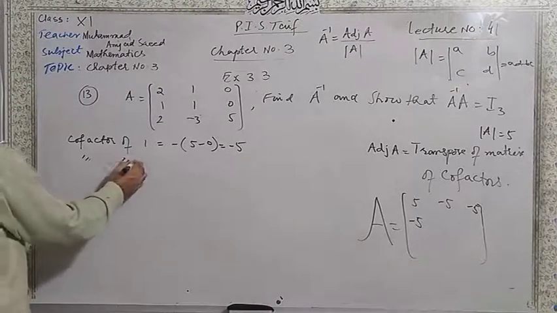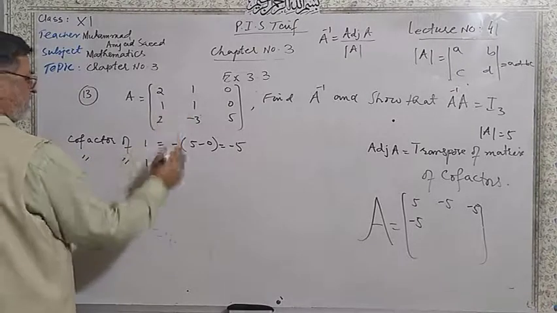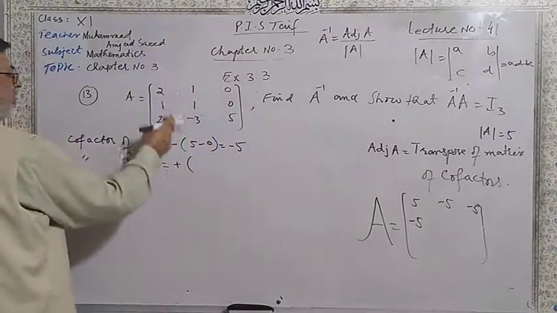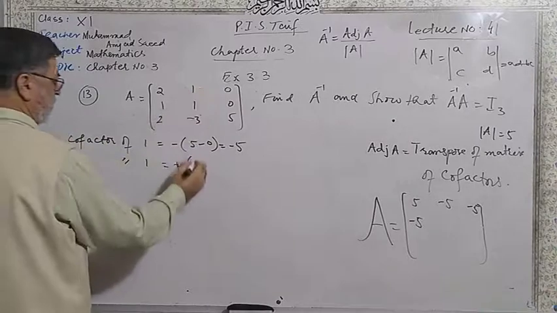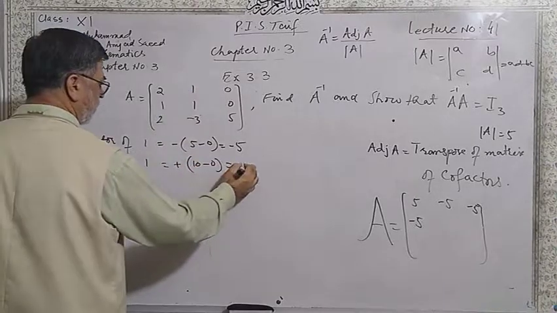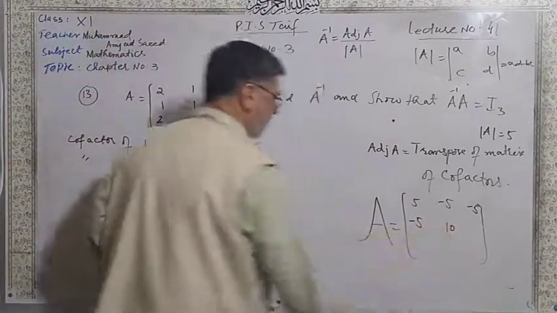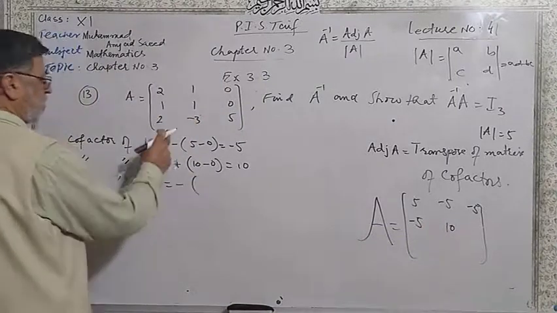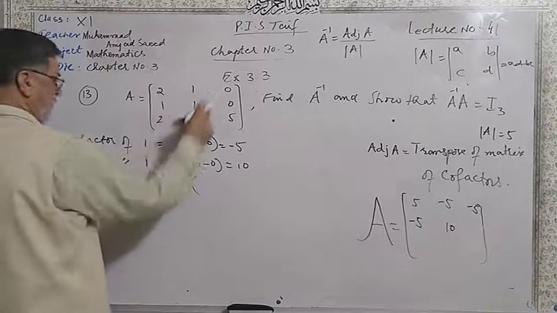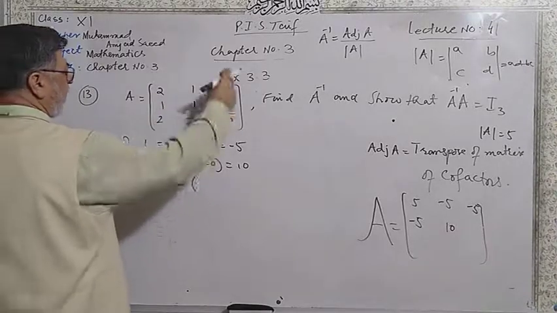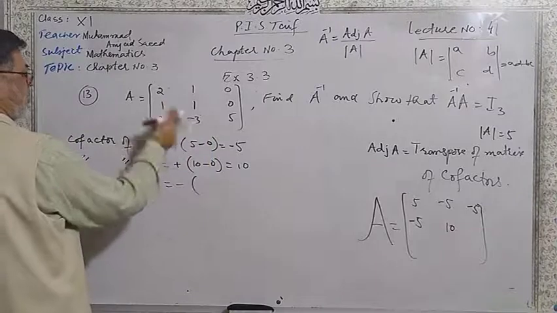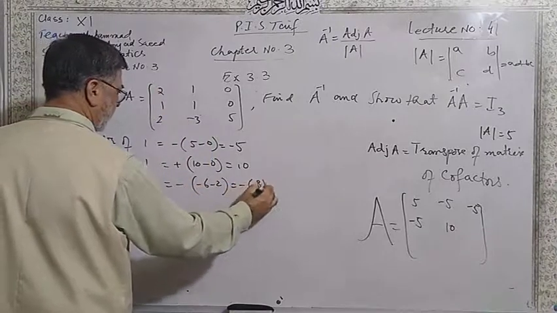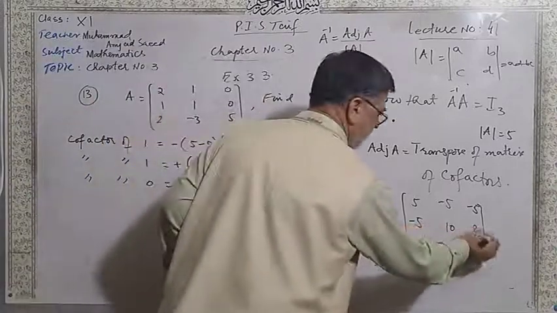Then the cofactor of 1, this one, plus. Remove this column and row. AD minus BC, 10 minus 0, that is equal to 10. Here 10. Then the cofactor of 0, that is minus. Remove this row and column. AD minus BC, minus 6 minus 2. That is minus into minus 8, that is 8. Here is 8.